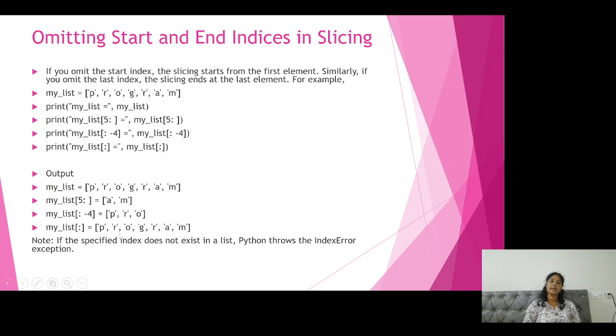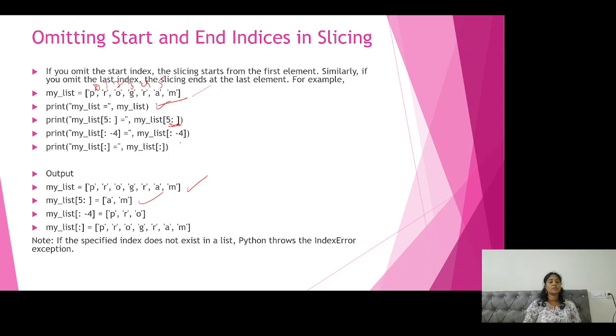And omitting start and end indexes in slicing. If you omit the start index, the slicing starts from the first element. Similarly, if you want to omit the last index, the slicing ends at the last element. You'll be having a list with the name my list. When you try to print my list, it prints the whole list at console. And my list 5 to end, you didn't specify end. When you didn't specify end value, it continues till the end of a list.